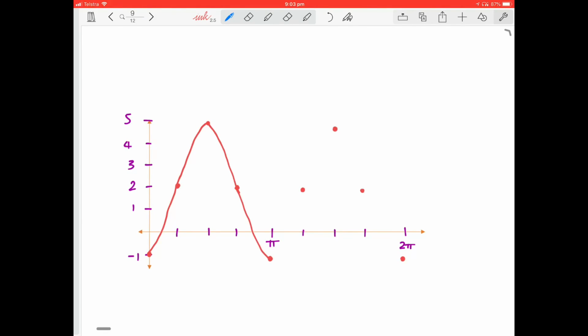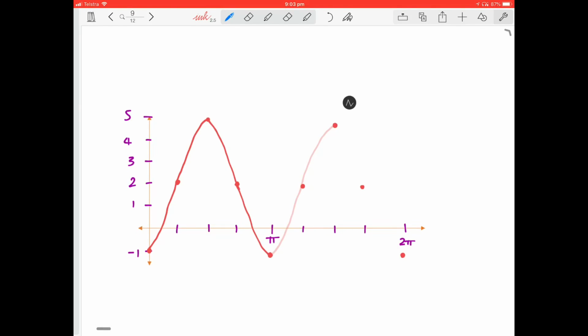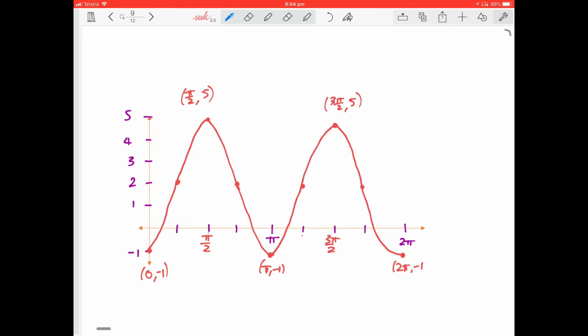So now at the moment, we're not worrying about finding the axis intercepts, but eventually we will. Okay, so we know this point here, 0, -1. We know that this is pi on 2. So it's pi on 2, 5. This is pi, -1. That's going to be 3 pi on 2, 5. And then this is going to be 2 pi, -1.